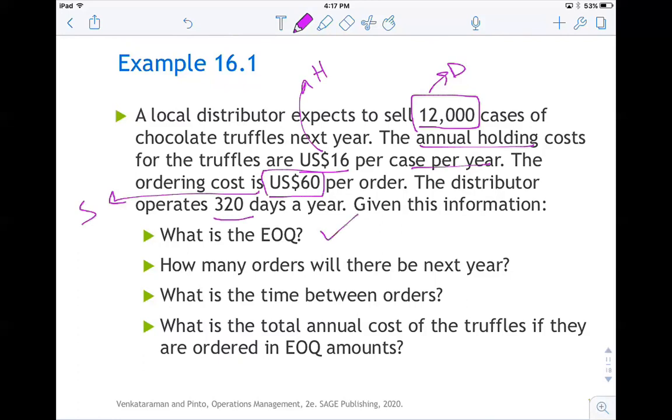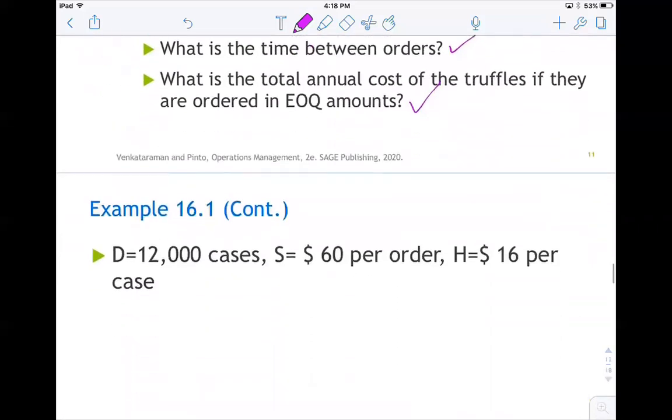How many orders will there be next year? What is the time between orders? And what is the total annual cost of the truffles if they are ordered in EOQ amounts? These are all useful information an inventory manager or supply chain manager or operations manager will need when planning for this kind of operations yearly, monthly, 6 months, and whatever their planning horizons are. In this case, it is 365 days a year, and they are operating only 320 days in a year. So let's get started with the first one, EOQ, economic order quantity model formulation.